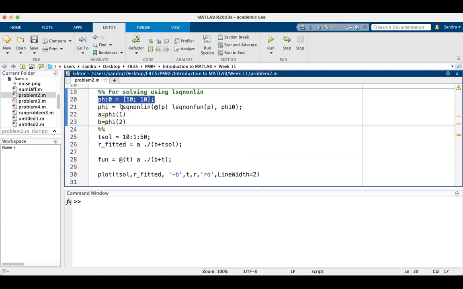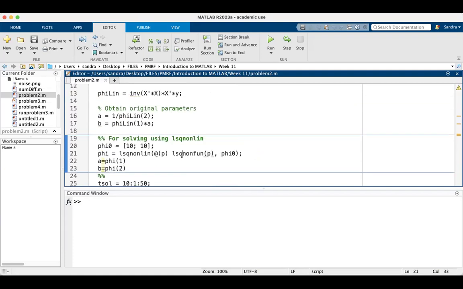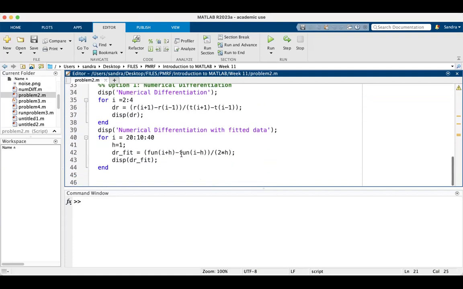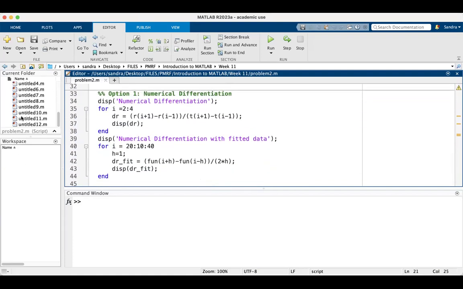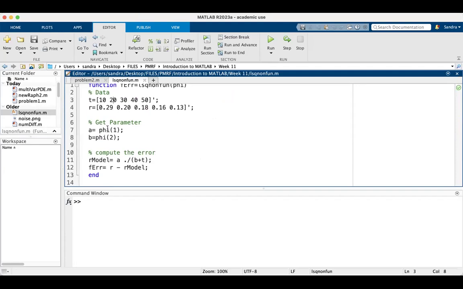I have to give an initial guess. This is my lsqnonlin, and this is my function here. You can see the R value, this is the model, and this is the error: R minus whatever I get from the model. This is taken as the output here.